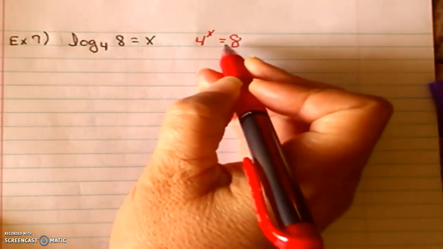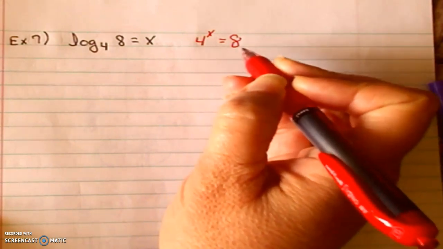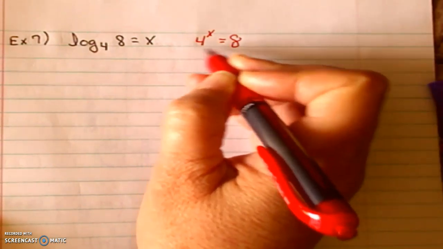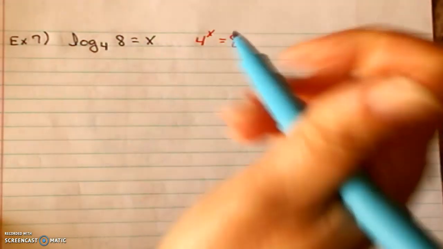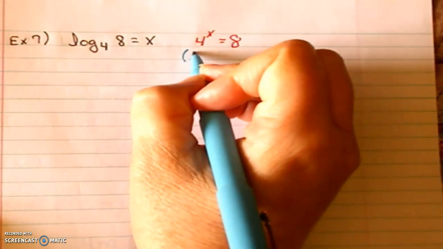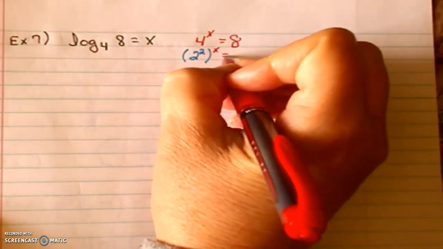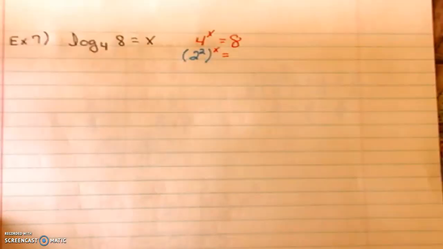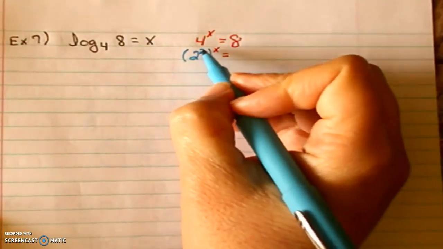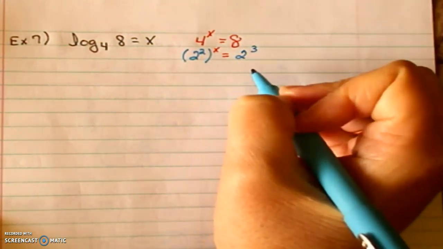But what we can do is just like one of the other examples with the 3 and the 9 where we wanted to put them in the same base. Try to put these in the same base. We know that 4 is the same thing as 2 squared, and we are raising that to the x power. So I just changed the 4 to be seen as 2 squared. And on the other side, 8 is the same thing as 2 cubed.